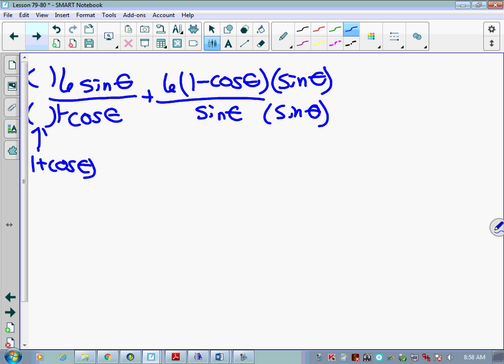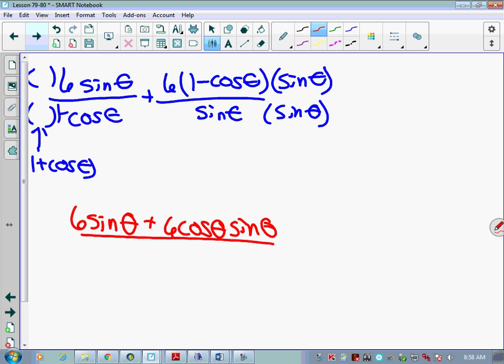Okay, what that ends up boiling down to, just in the short term, so you can see, is 6 sine theta plus 6 cosine theta sine theta all over, because this is going to be a sum and difference, 1 minus cosine squared theta. Because you're going to have to distribute the 6 to the 1 plus cosine theta, and so that's why we get this across the top.